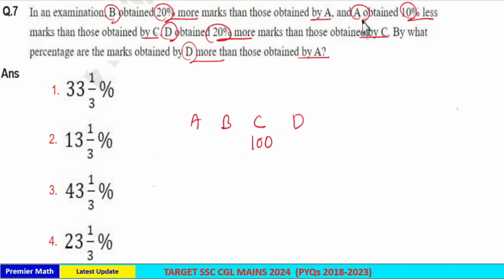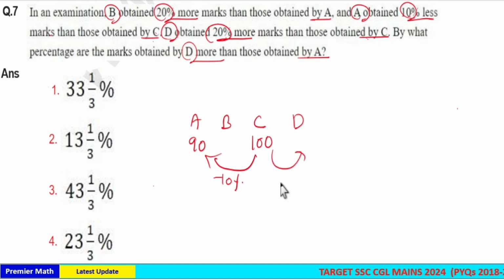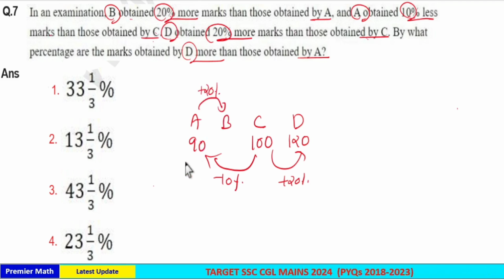Now A obtained 10% less than C. So A obtained 10% less than C means 100 minus 10, 90 is the marks obtained by A. And D obtained 20% more than C, which means 100 plus 20, 120 is the mark obtained by D. And B obtained 20% more than A means 10% of 90 is 9, 20% is 18. So 90 plus 18, 108 is the mark obtained by B.